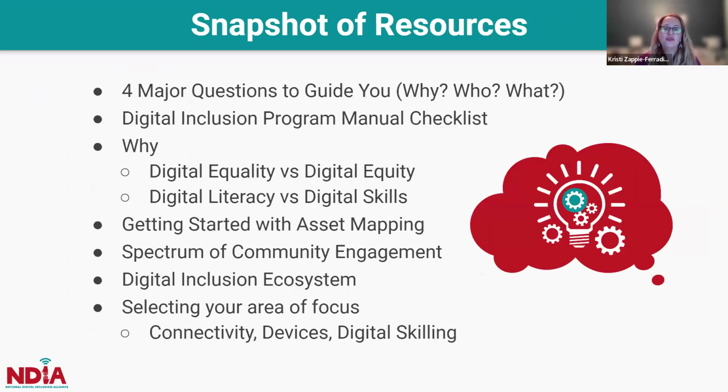And then for a snapshot of resources, when you open up the manual, there's a call out box that has 4 major questions to guide you as you think about this work. So why do you want to do it? Who do you want to serve? What program impact do you want to get out of it? And how does doing this work align with the mission and vision of your organization? So how will it be embedded within that work? There's also at the end a really cool digital inclusion program manual checklist to help you walk through all the different components and pieces.